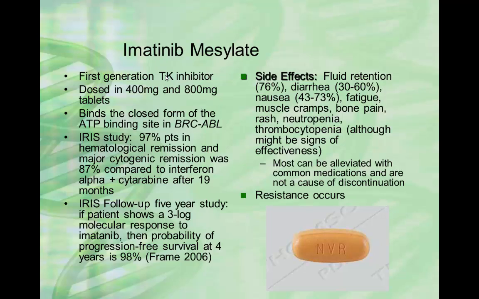Okay, you have the first generation tyrosine kinase inhibitor, which is imatinib. This is the most commonly used. The main side effects that you have to remember are fluid retention or dehydration at the same time from diarrhea. Patients could have bone pain from sequestration. You could have muscle cramps, neutropenia, thrombocytopenia.